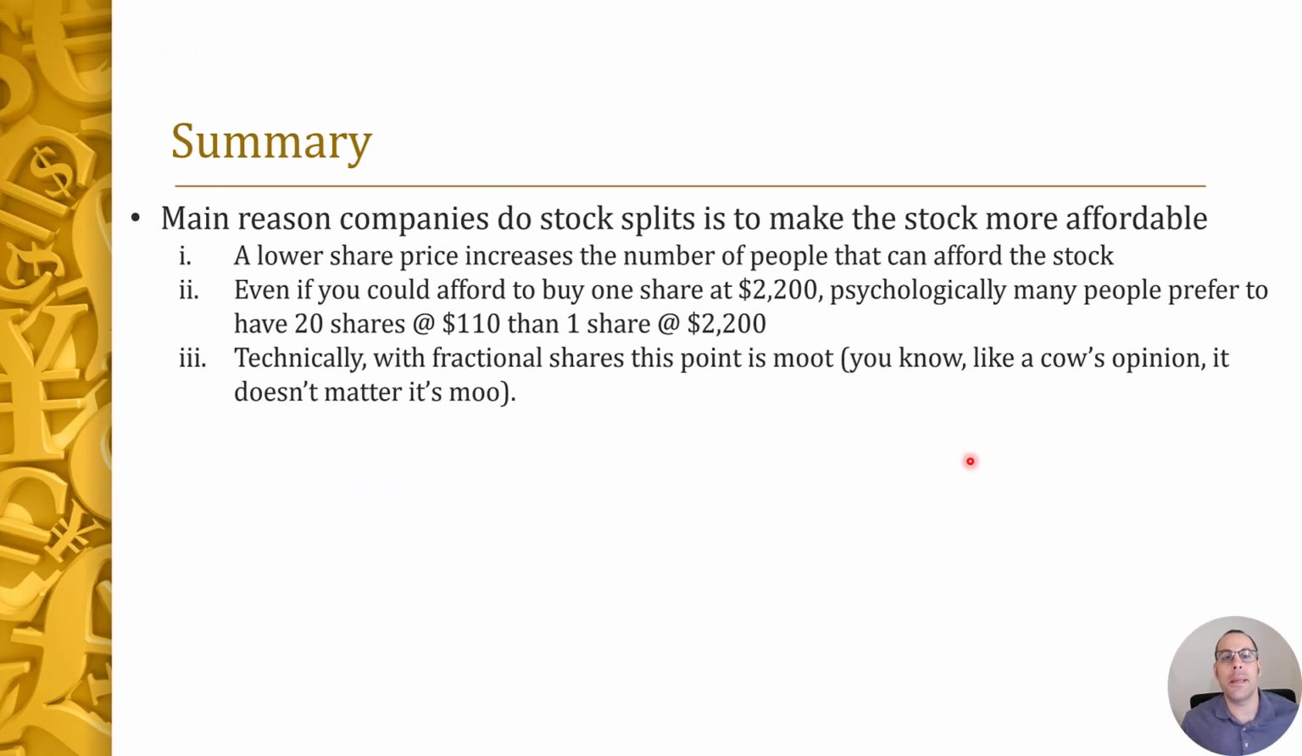So to summarize, the main reason companies do stock splits is to make the stock price more affordable. A lower price increases the number of people that can afford the stock. So even if you can afford to buy 1 share of Google at $2,200, psychologically, people don't like owning 1 share of stock. It feels like they don't own much of the company. They'd much rather have 20 shares at 110 than 1 share at 2,200, even though your value is the same. But like I said earlier, with fractional shares, it's a moot point. You know, a moot point, like a cow's opinion.